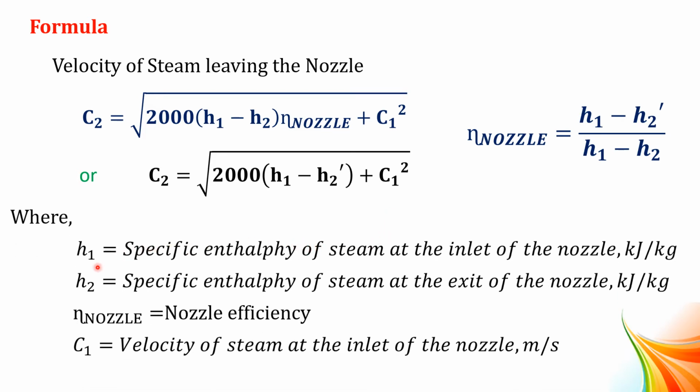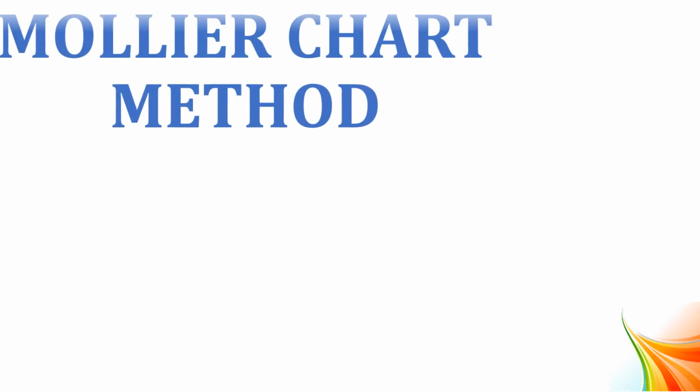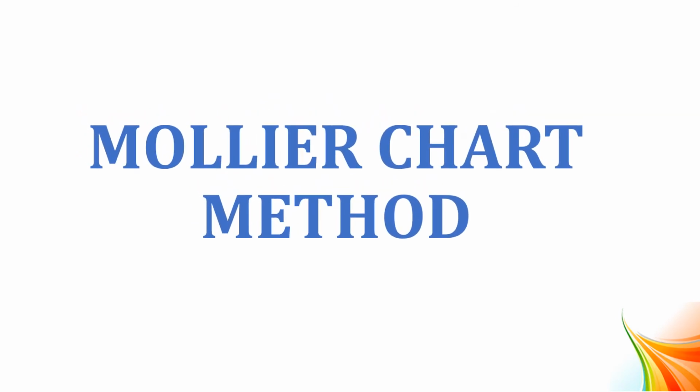Where H1 equal to specific enthalpy of steam at the inlet of the nozzle in kilojoule per kilogram. H2 is the specific enthalpy of steam at the exit of the nozzle in kilojoule per kilogram. Eta nozzle equal to nozzle efficiency. C1 equal to velocity of steam at the inlet of the nozzle in meters per second. Now we can solve this problem using Mollier chart.